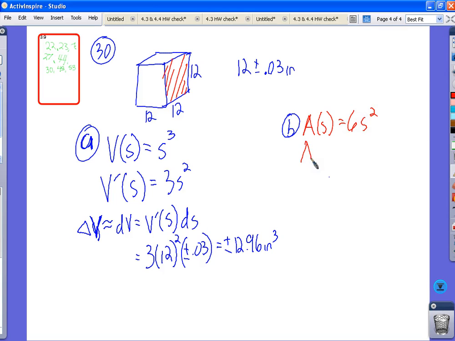Then we need A prime, the derivative. That's right, 12s. You want to multiply that by the side.